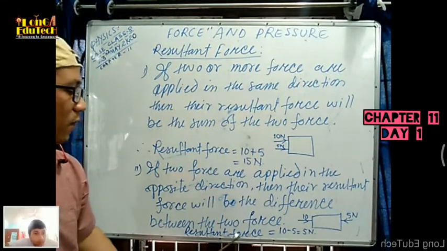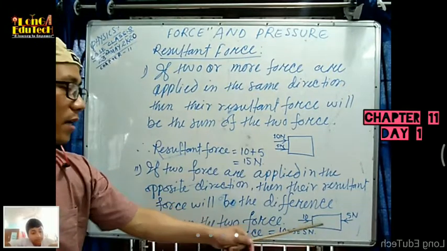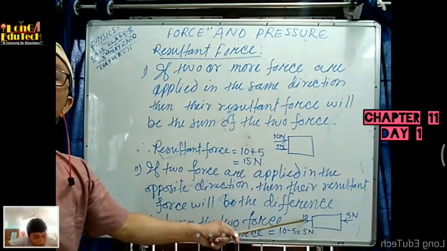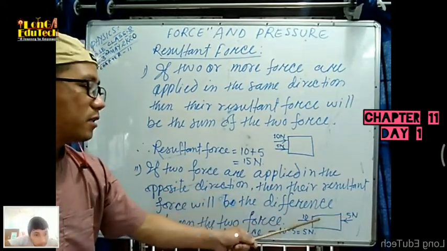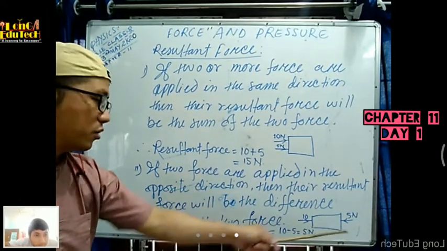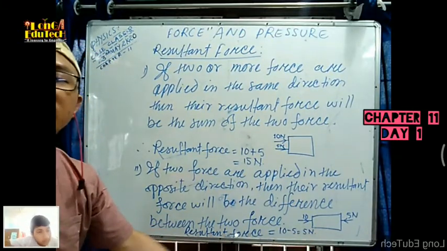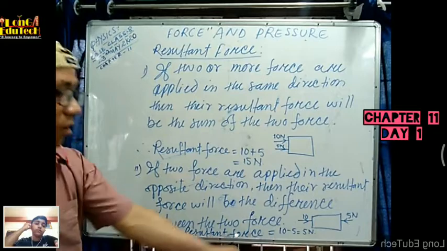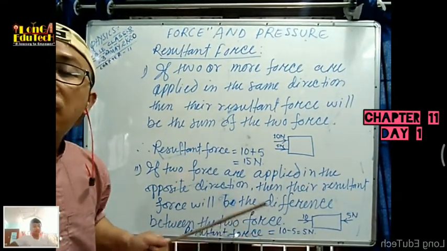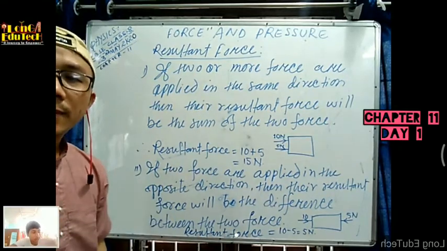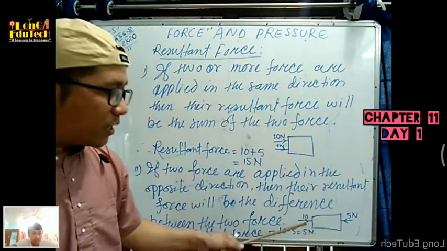I give you an example here. One is applying 10 newtons of force, and in the other direction 5 newtons. Then their resultant force will be the difference between these two forces. So 10 minus 5, that's equal to 5 newtons. Then what do you think? In which direction will the object move?